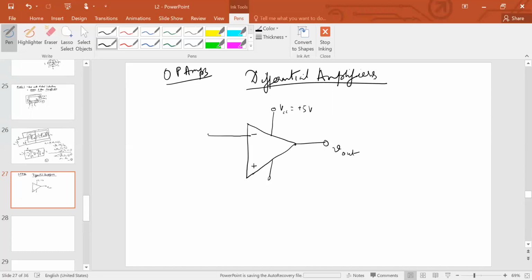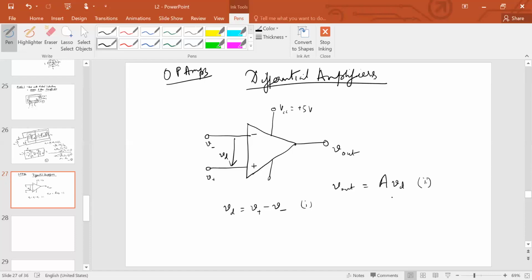So this is the inverting terminal. An op amp has two terminals. One is the inverting terminal, one is the non-inverting terminal. And the difference between these two, so this is V plus and this is V minus and this is VD. So VD is basically V plus minus V minus. And the working principle of an op amp is that V out is equal to A times VD. This is the first equation, this is the second equation.